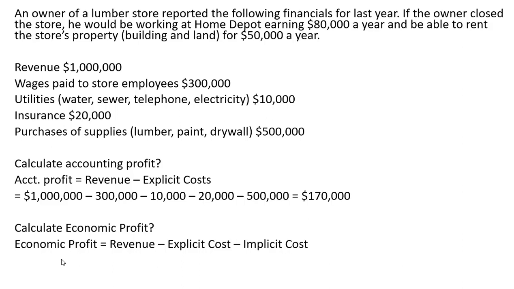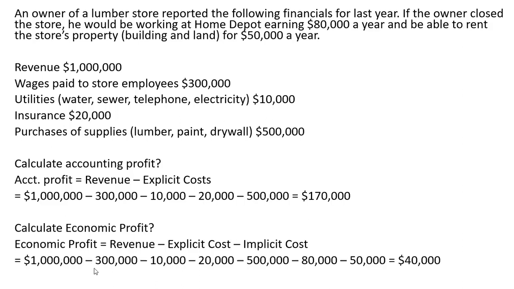So let's do the calculation here. Revenue $1 million, subtracting out all these explicit costs as we've seen before, this $300,000, $10,000, $20,000, and $500,000. And now these last two entries here represent the implicit cost. The $80,000 is this money that you could be earning if you weren't operating this as a lumber store. You were doing something else with your time, so you're sacrificing $80,000 of salary. So that is an implicit cost, a foregone opportunity.